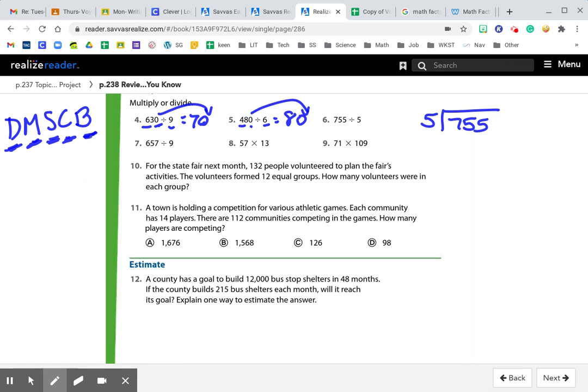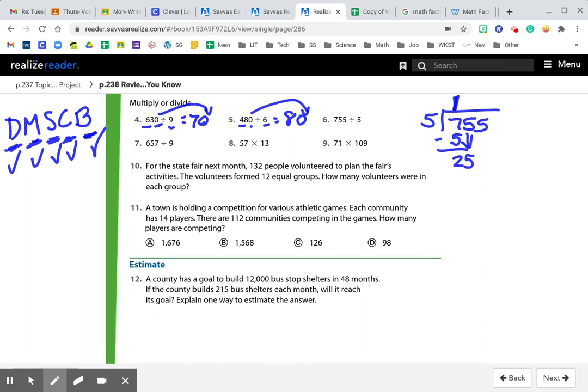So we're going to do the steps. We take a 5 and we divide it into 7. How many times does 5 go into 7? It goes 1 time. So we divided. Now we're going to multiply. 5 times 1 is 5. So we multiplied. Now we're going to subtract. 7 minus 5 is 2. We subtract. We're going to compare, make sure that our remainder is less than our quotient that we put up at the top, and it is. So our compare works, and then we're going to bring down the next digit.